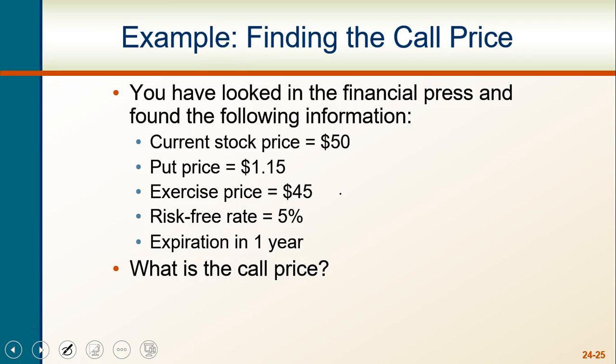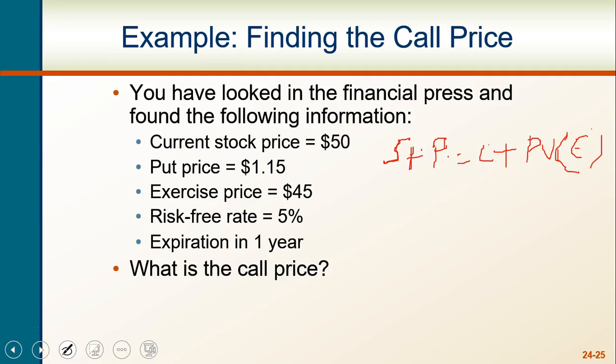The question is, what is the call price? So it is simply a matter of substituting the numbers in the put call parity condition and solving for the unknown. So let's write the put call parity condition here quickly. It's equal to S plus P. Well, I tried to write an S, it looks like a 5 though. S plus P equals C plus the PV of E.